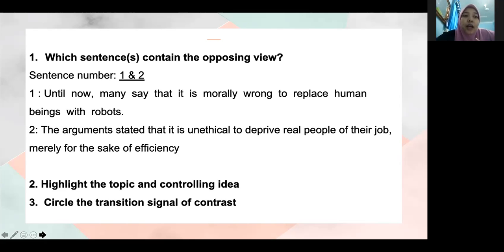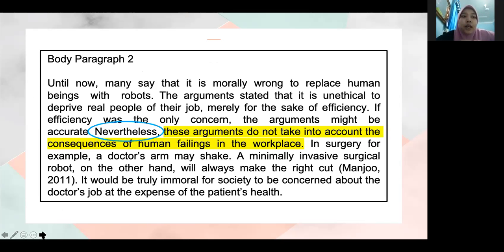Second question is highlight the topic and controlling idea and circle the transition signal of contrast too. So in the next slide, I will show it. Okay. The highlight part is the topic and controlling idea for the topic sentence. So the topic sentence there is, this argument do not take into account the consequences of human failings in the workplace. So the second one is nevertheless, the transition signal of contrast in this body paragraph.